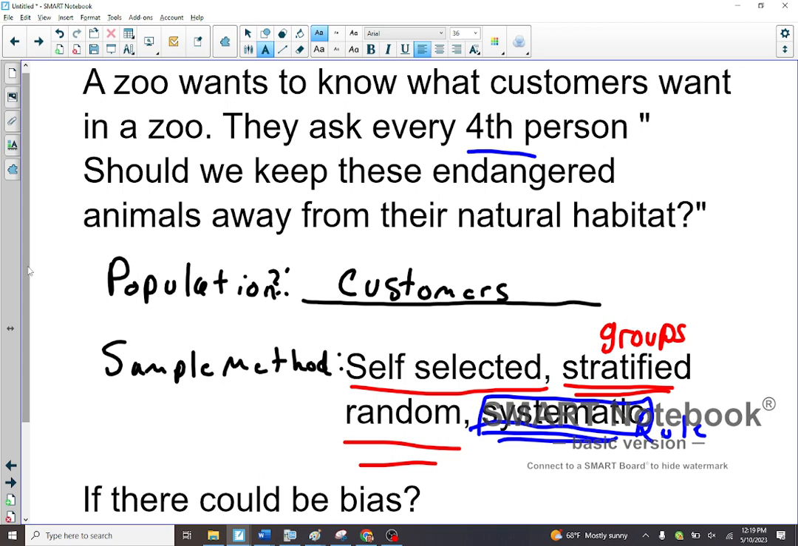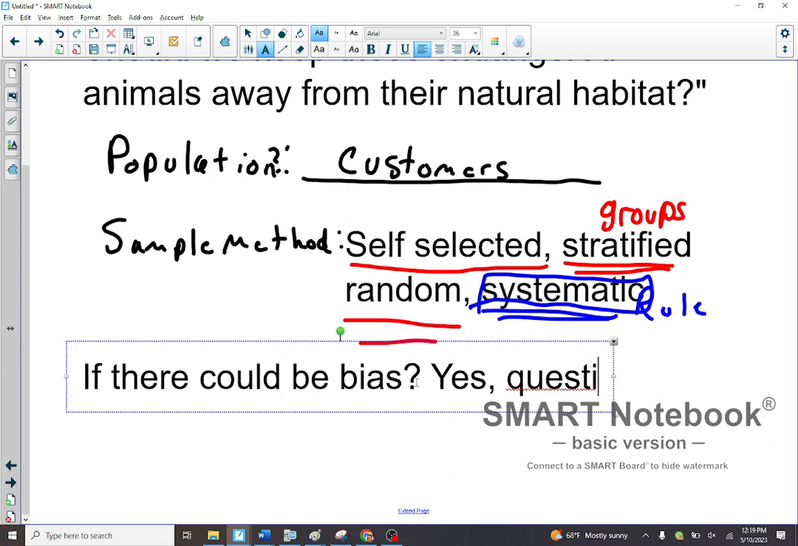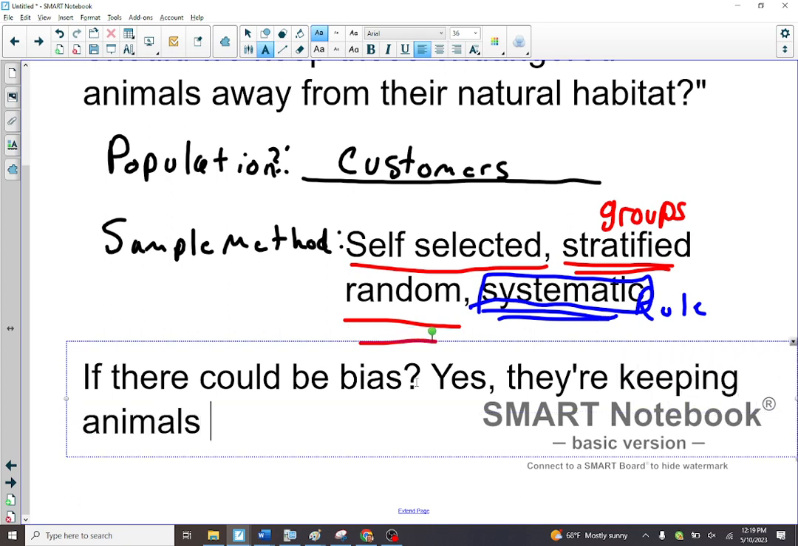Okay? This one is yes. Isn't this on our test? Yes. This is on your test, and yes, this is bias. Why? You could say it in the question. So you got to point out where it is. So they say in this one, they're keeping animals away from the natural habitat.